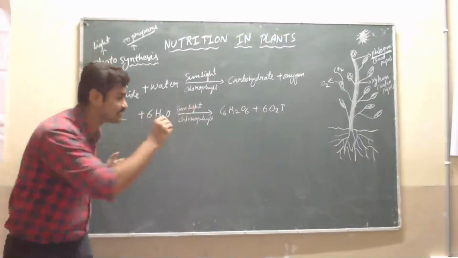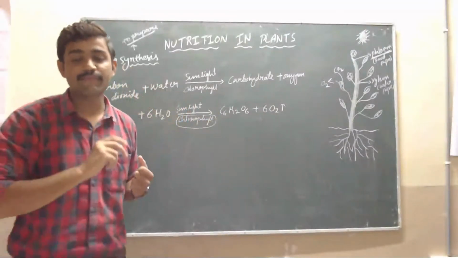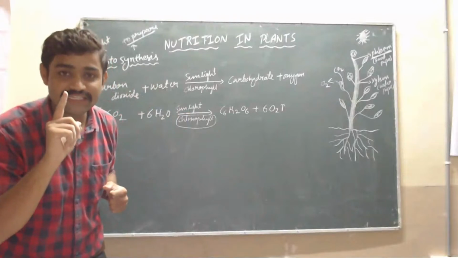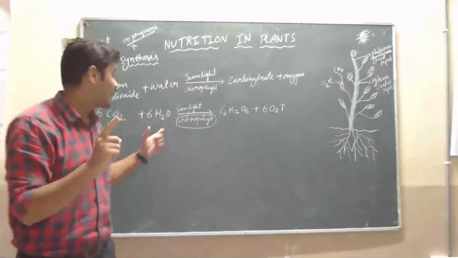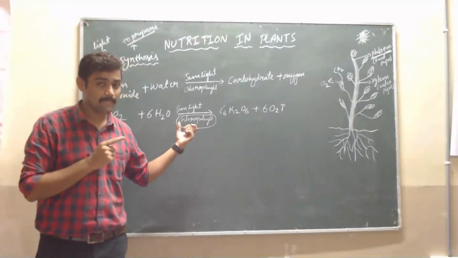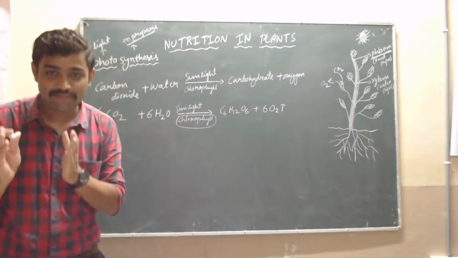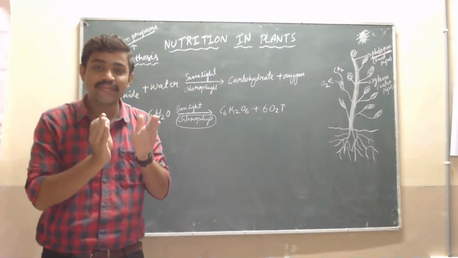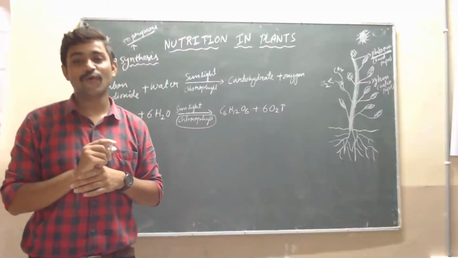But chlorophyll is absent in animals. That is, chlorophyll is absent in animals. Did you understand the point? Chlorophyll is nothing but the green pigment, and that is absent in animals. That's why human beings or animals are unable to prepare their own food.